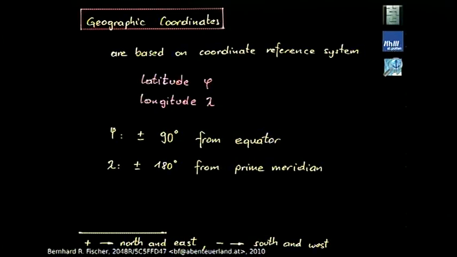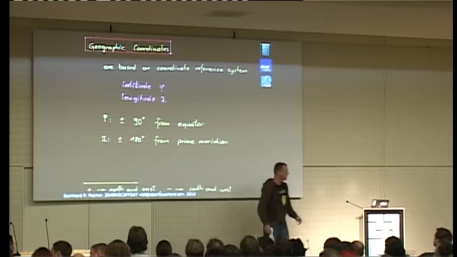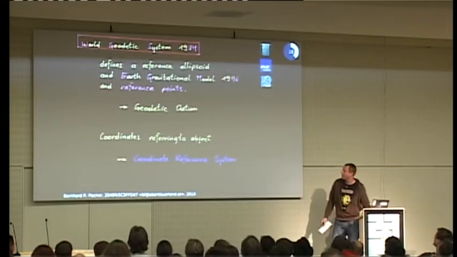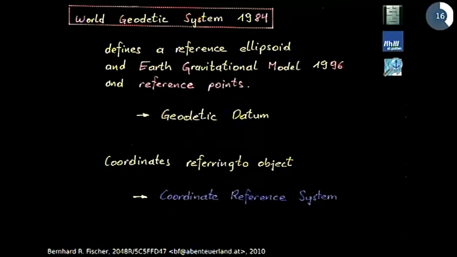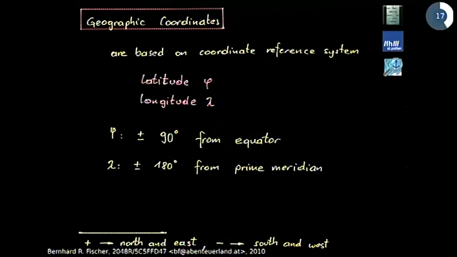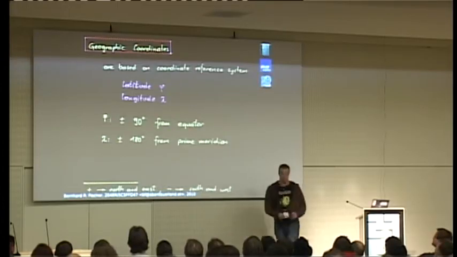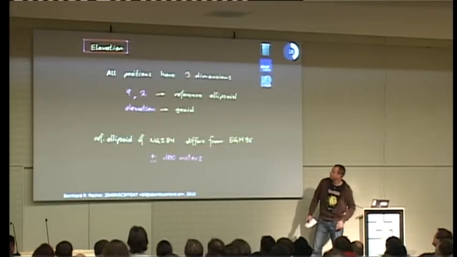Question? How much difference would it mean in terms of meters or kilometers or whatever? I had this somewhere on some slide. I will tell you, it's about 100 meters if we have the WGS 84 system, okay? So it's on the next slide, I think.